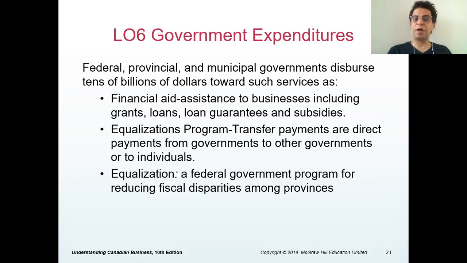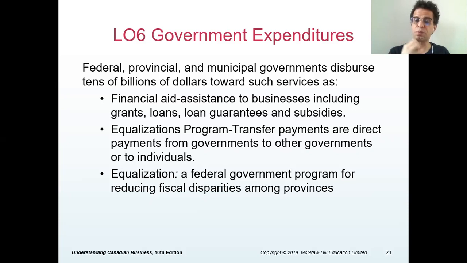Now, when we talk about government expenditure or spending, which belongs to federal, provincial, and municipal governments, they distribute tons of billions of dollars towards such services as financial aid and assistance to business, including grants, loans, loan guarantees, and subsidies. That's what the government gives to businesses.